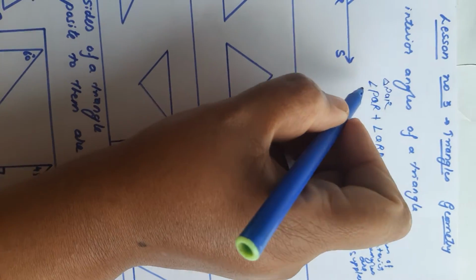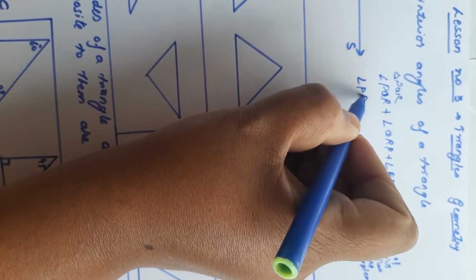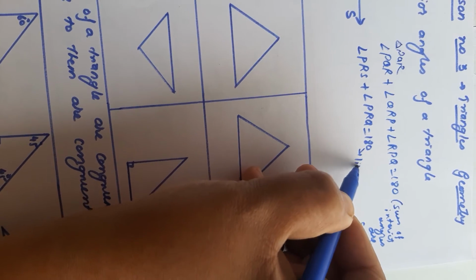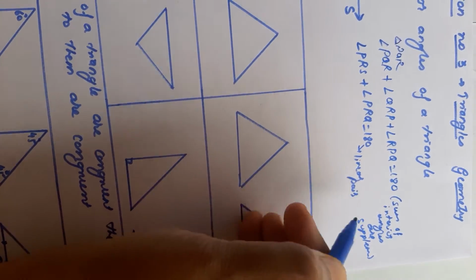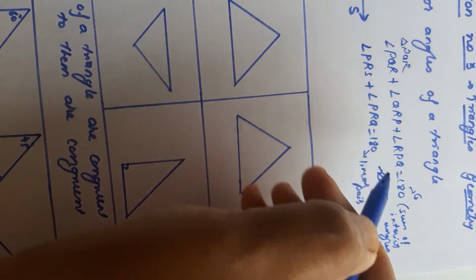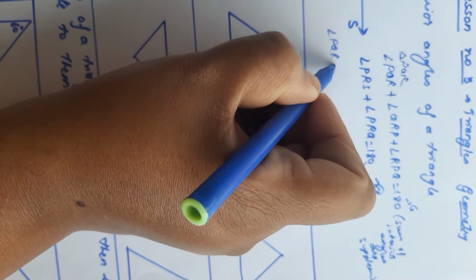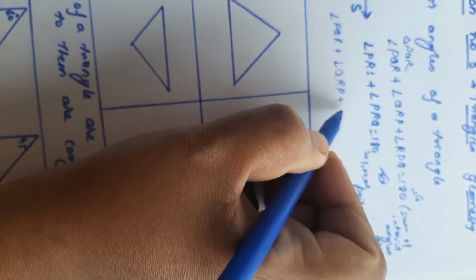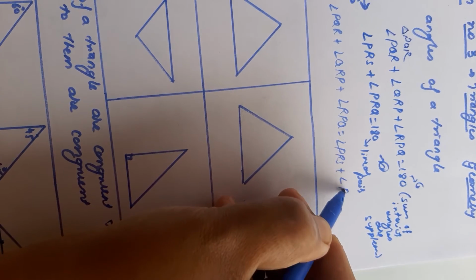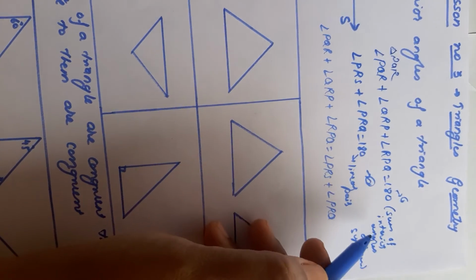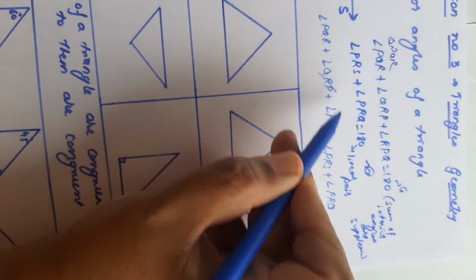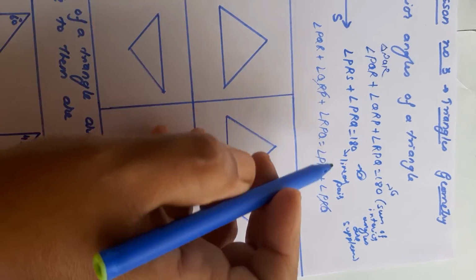Now next, angle PRS plus angle PRQ is equal to 180 degrees. What is the reason? Linear pair. Now when we compare equation 1 and equation 2, angle PQR plus angle QRP plus angle RPQ is equal to angle PRS plus angle PRQ. In this, 180 is common. Now what will we cancel here? Angle QRP and PRQ are the same, so both sides will be cancelled.